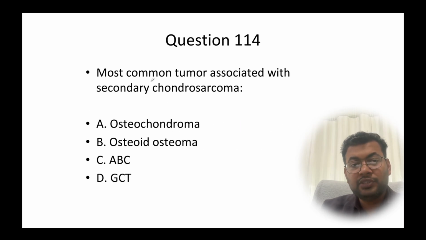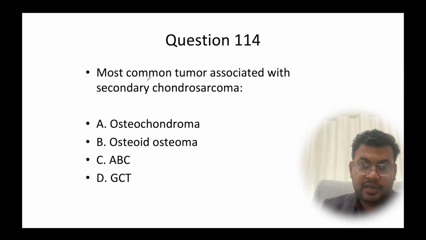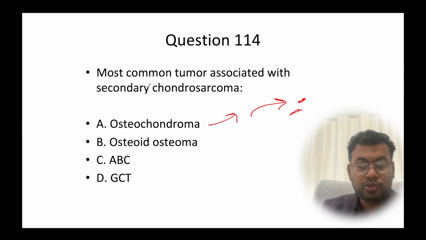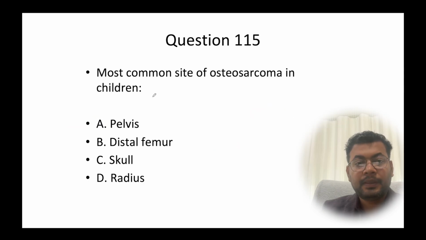Most common tumor associated with secondary chondrosarcoma. So again, which tumor will convert into secondary chondrosarcoma? This is what they are asking. So osteochondroma is the most common primary tumor that will convert into chondrosarcoma, that is secondary chondrosarcoma. Answer is A. Most common site of osteosarcoma in children, distal femur.